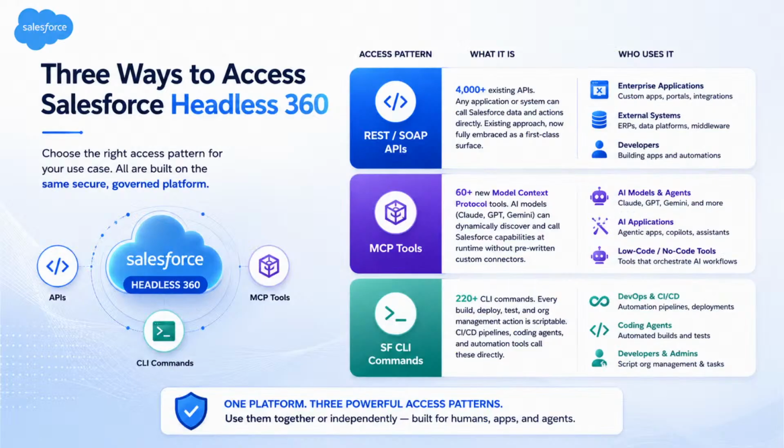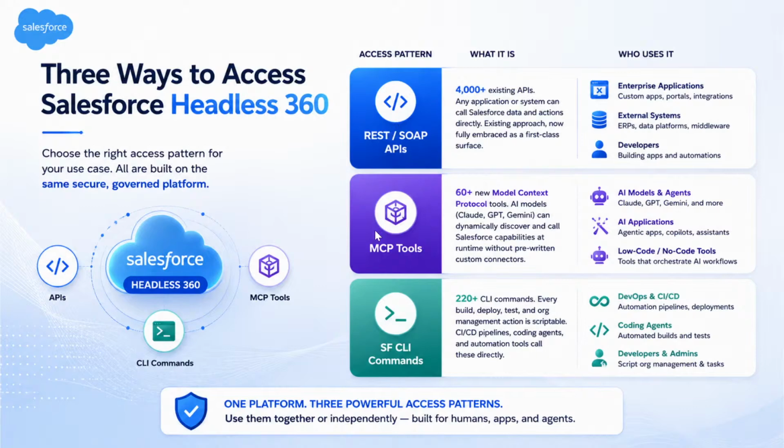Now, three ways to access Salesforce Headless 360. Headless 360 is basically the platform layer which is being used to access Salesforce. Through Headless 360, you can access it using three different access patterns. One is your traditional REST SOAP API approach. This is something which was always there. We used these for external applications and custom apps. All sorts of integrations have always been using these APIs.